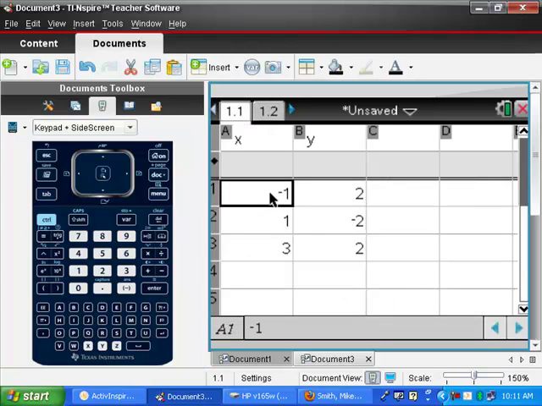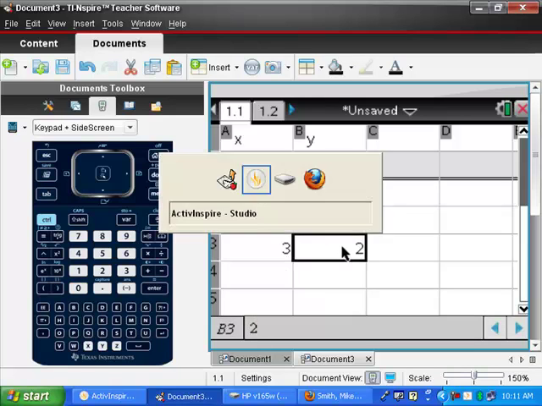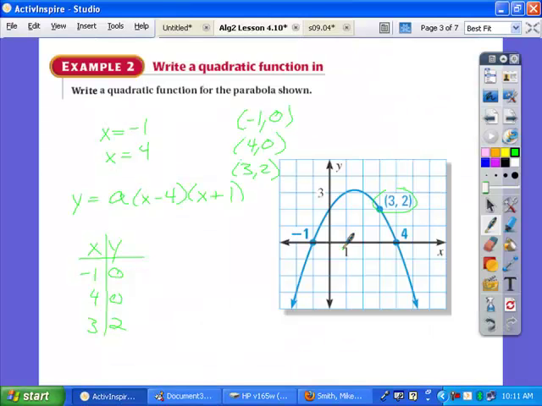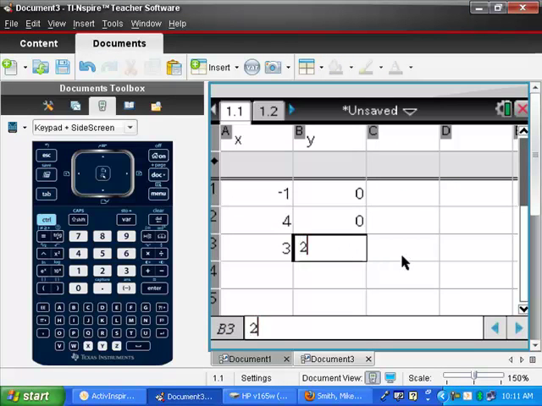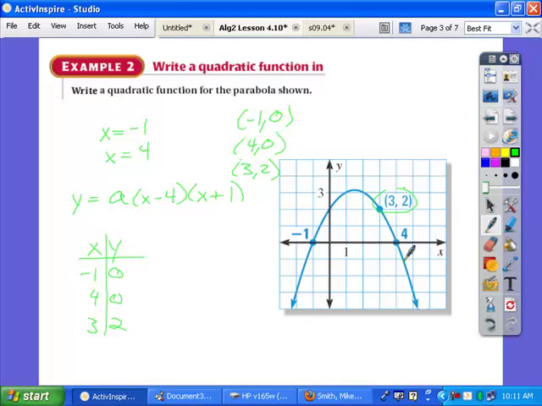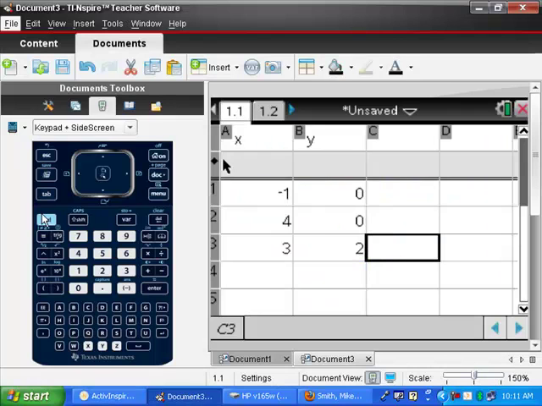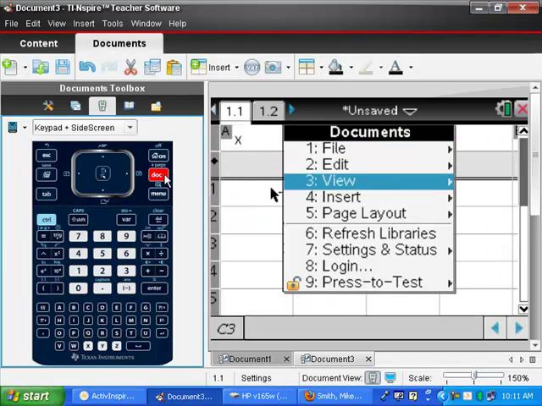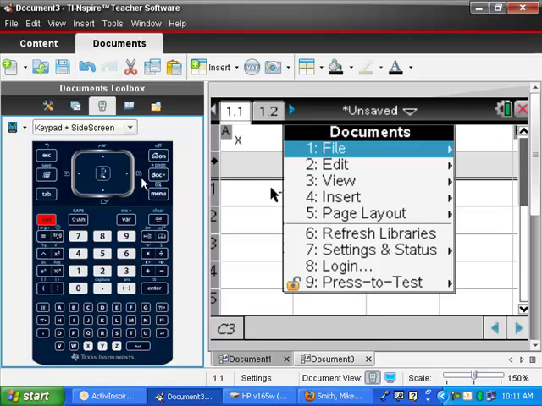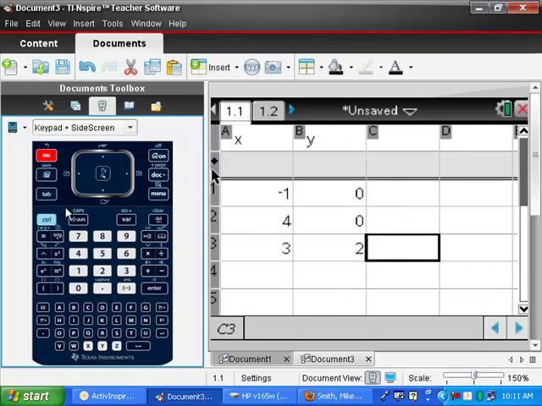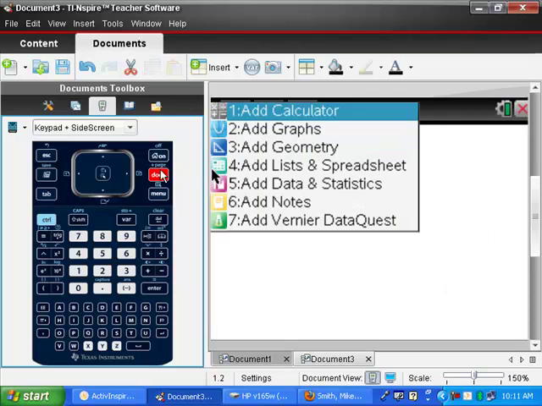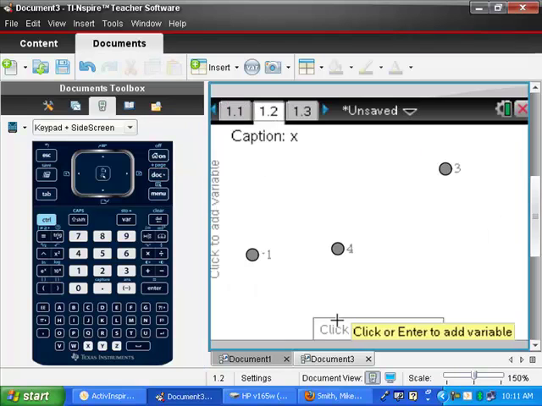All right, so we come back here. So we have -1, 0, 4, 0, and 3, 2. Okay. And now I'm going to add a new page. There it is, Data and Statistics.